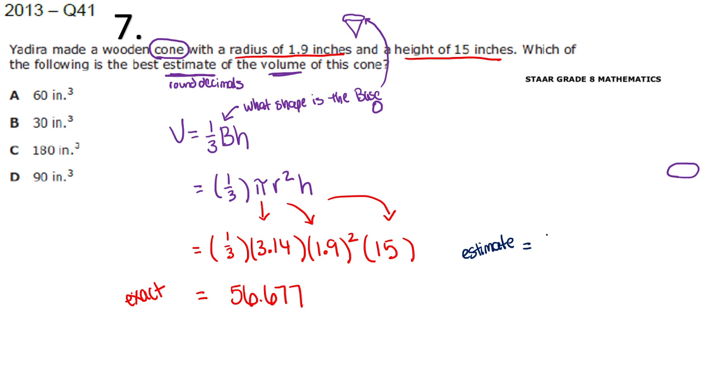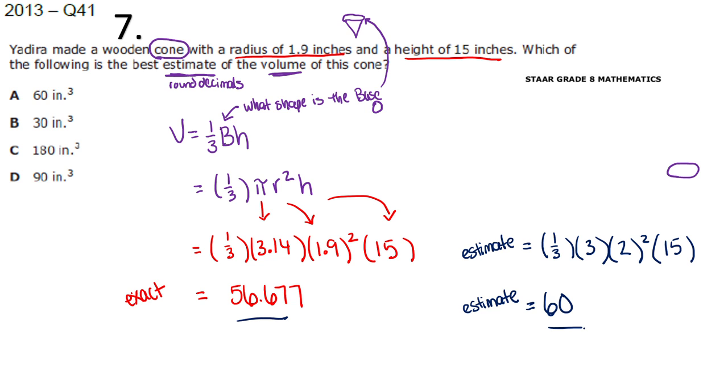Still use 1/3. Then they would say this 3 round is here, round it to 3. That 1.9, it rounds up to 2. And then we have 15. Let's get this estimate answer too, and that way we can best pick our answer choice. And we have 60. Now notice both of these answers, they're pretty close together, so it's just good to double check it, especially since I said the word estimate, and our answer is A.